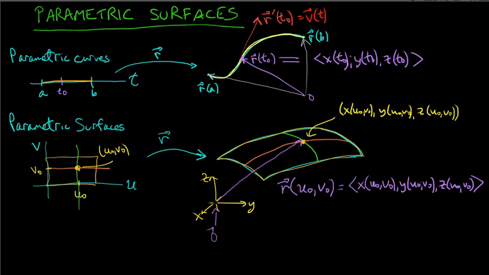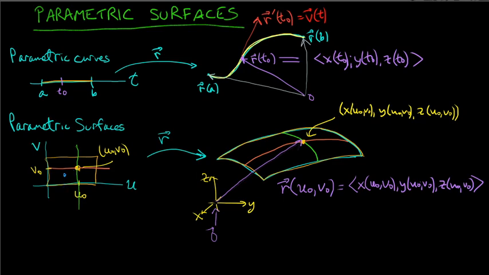And a different point, I'm running out of colors here, but I'll use blue, a different point in the UV plane, say u1, v1, will just give you a different point on the surface here. So this will be r evaluated at u1, v1. So different points in the UV plane give you different points on the surface.